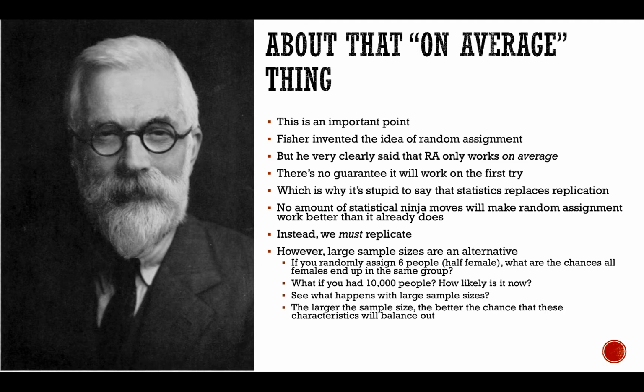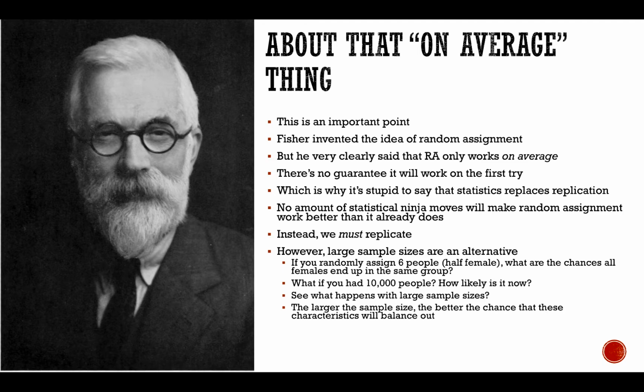The idea there is, just in case random assignment didn't work, I'm going to control for intelligence or whatever you're covarying out. And that might work okay, but a much better way to do it is just to collect a larger sample size and allow the law of large numbers to work, which means that with larger sample sizes or more replications, on average, the groups will be the same. Right. So instead, we must replicate. Even an ANCOVA will not fix things. We must replicate. However, as you said, large sample sizes are an alternative.